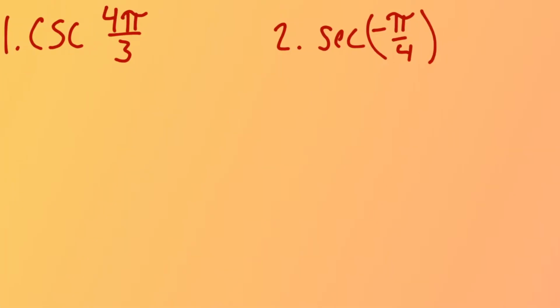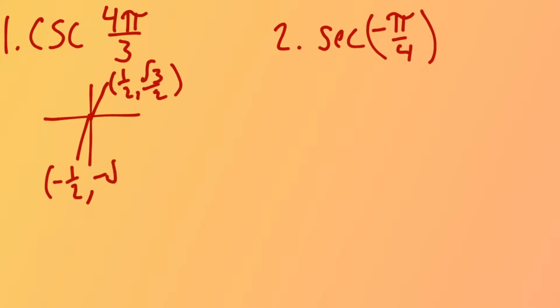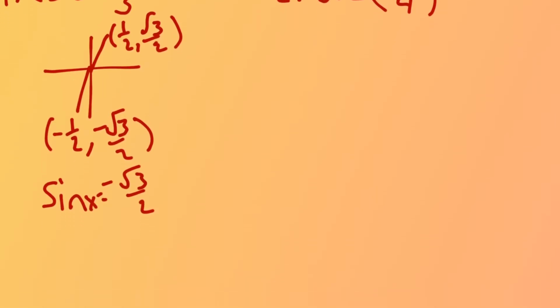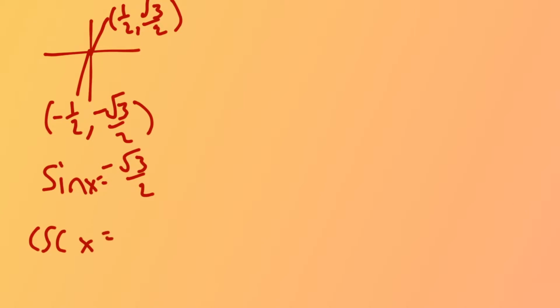For example, we have cosecant of 4 pi over 3. We want to find 4 pi over 3, and that one goes with that coordinate, which is negative 1/2, negative radical 3 over 2. Cosecant goes with sine. Sine is y. Sine of our angle is negative radical 3 over 2. So then the cosecant of our angle is going to be negative 2 over radical 3.